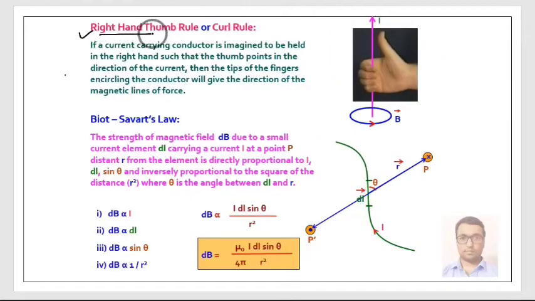Next we have right hand thumb rule, or it is called curl rule. How do we determine direction with this rule?